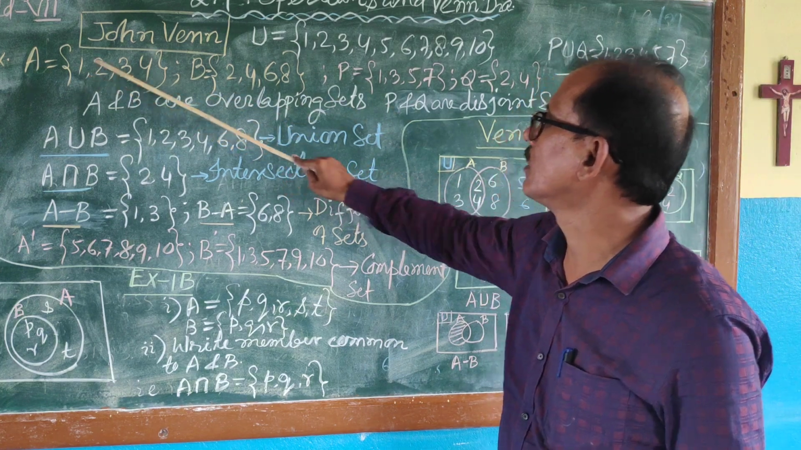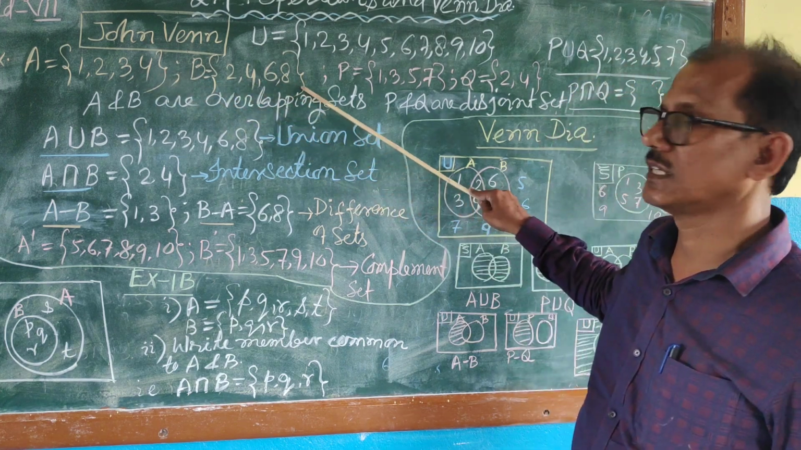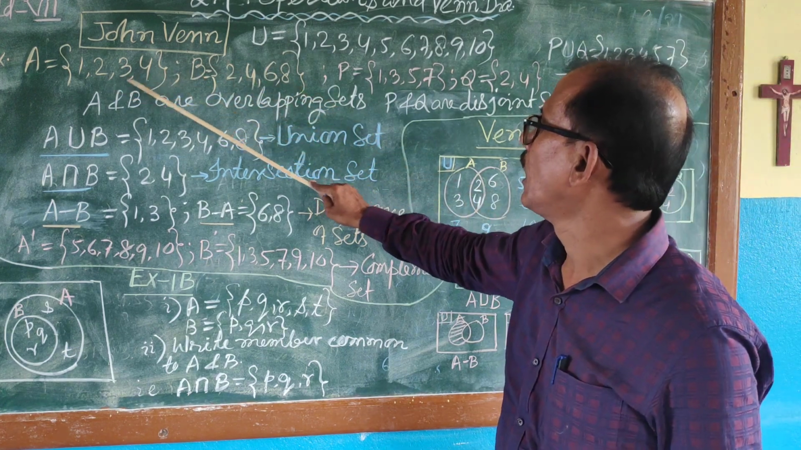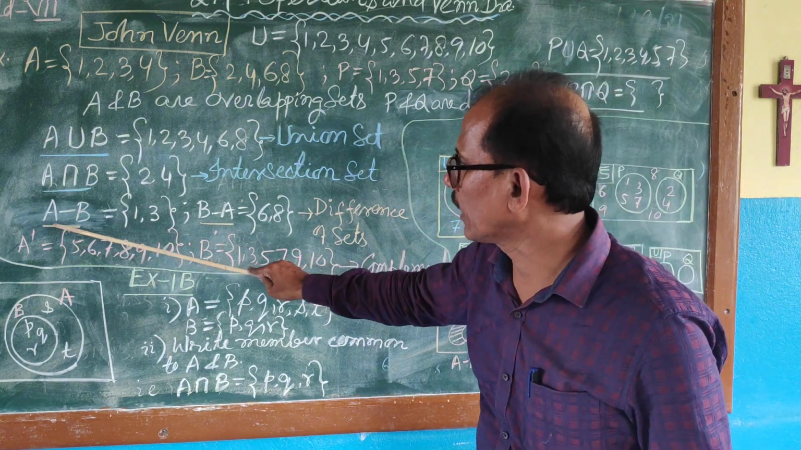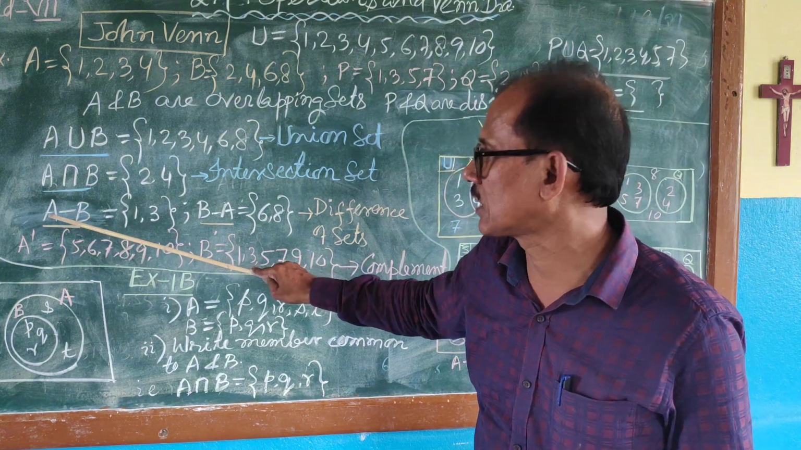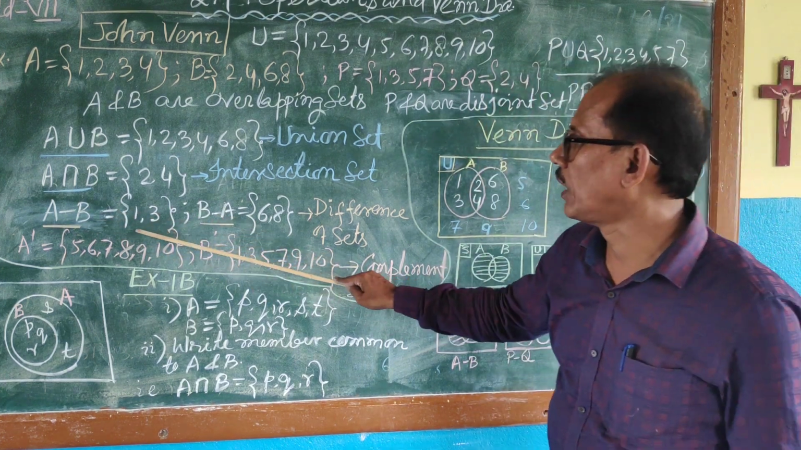See, 1 is not present here. 3 is not present here. So 1, 3, 4 and 2 are the part of B. So 4 and 2 will not be included. So A minus B is a signature, the sign will be minus sign. A minus B is equal to 1 and 3.